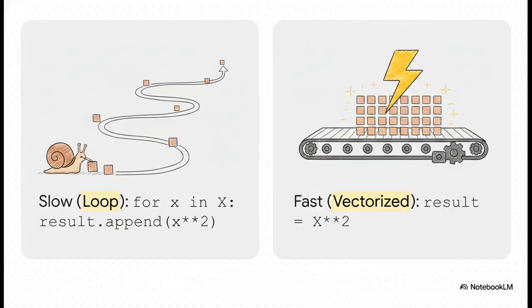On the left, you've got the classic Python loop. It works, sure, but it's kind of clunky and slow. And on the right, that's the vectorized version. It's clean, it's easy to read, and it is just unbelievably faster. You're just telling NumPy, square this whole array, and it just does it.